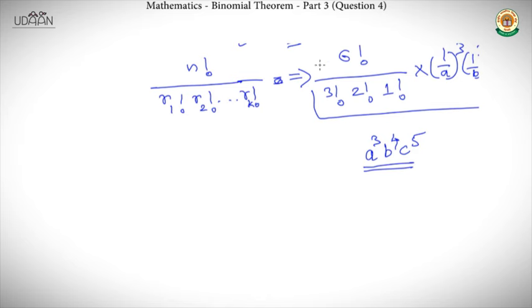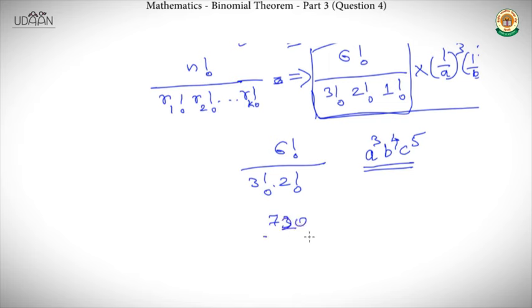It is 6 factorial by 3 factorial into 2 factorial. So what is it? 6 factorial is 720, so 720 by 6 into 2. So we'll get the final answer: 60.